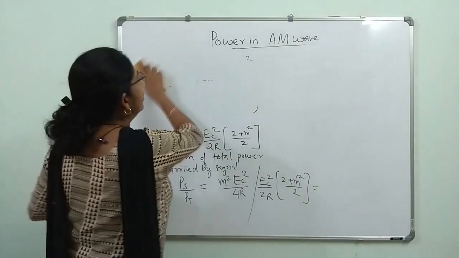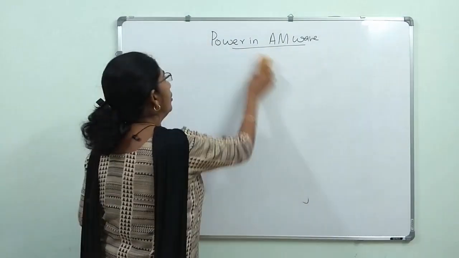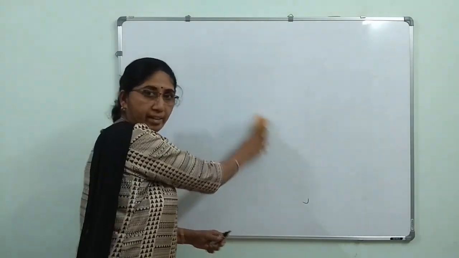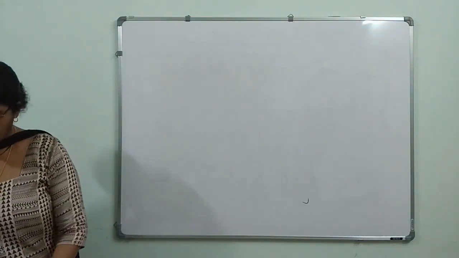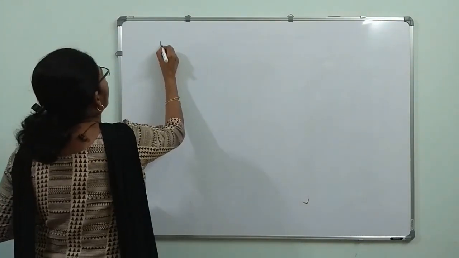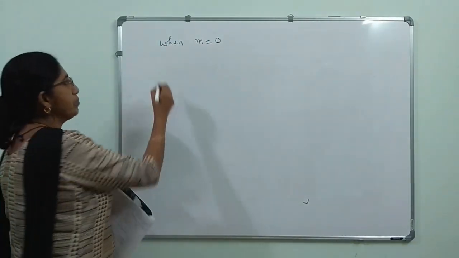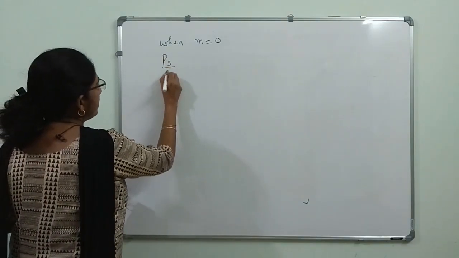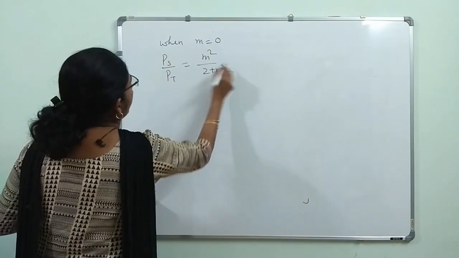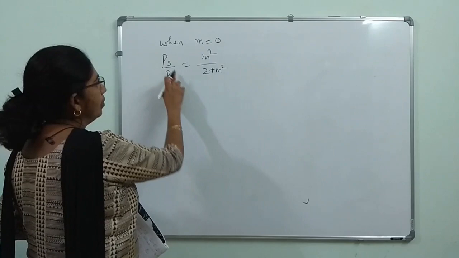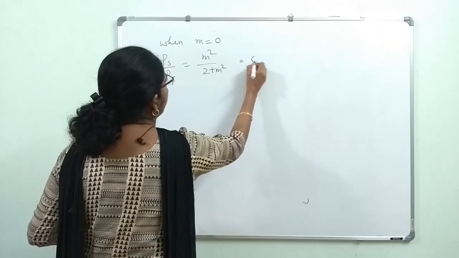Now let us calculate how much power is there depending upon the modulation index. We will give values for the modulation index M and calculate this fraction of power. Let us take the case when M equal to 0. Substituting our expression, what is the expression? PS by PT equal to M square by 2 plus M square. When M equal to 0, this will be 0. So when M equal to 0, this fraction is equal to 0.